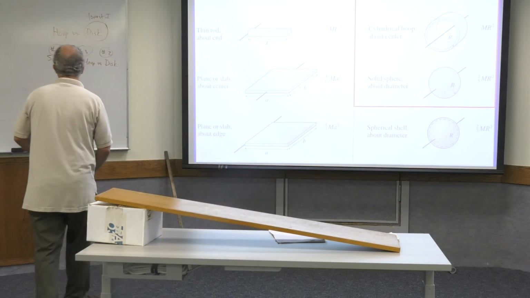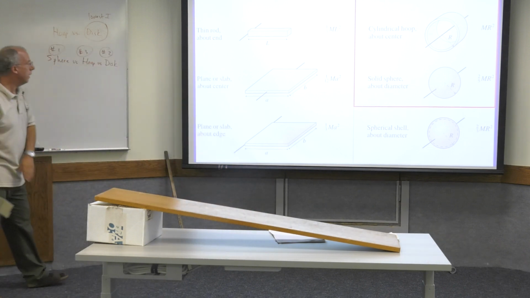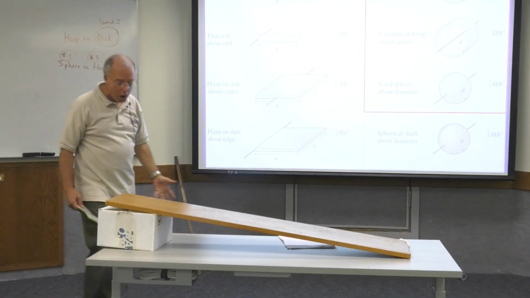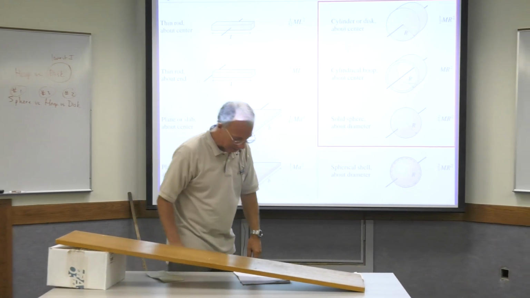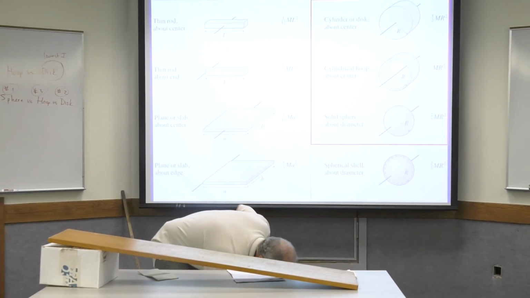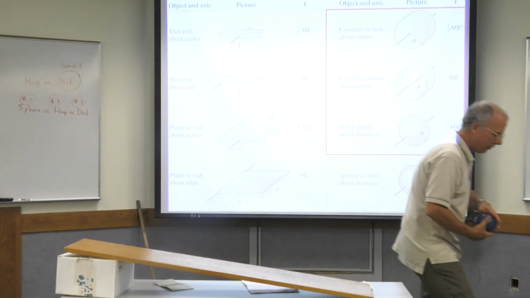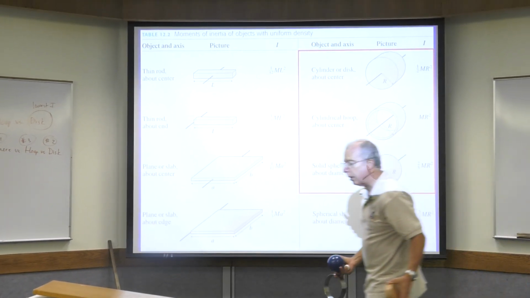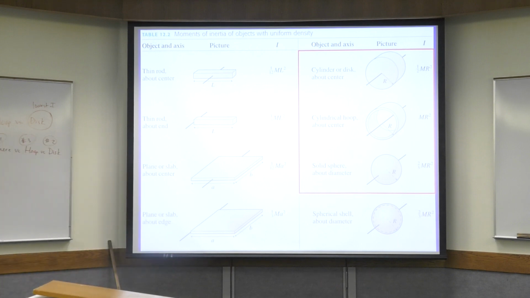Okay, so what do you notice? Sphere always wins. Disc always comes in second. Hoop always comes in third. Always. It doesn't matter the size, the mass, or anything like that. It just depends on the rotational inertia. That's all it depends on. Rotational inertia.